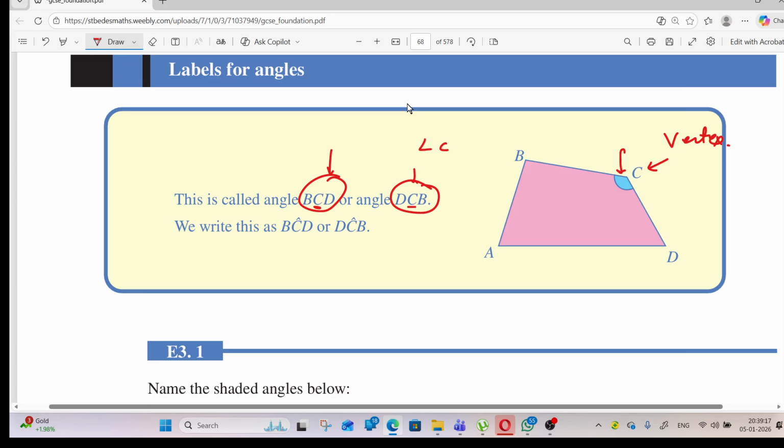So we can write it as B, C, and D. We can put this symbol at the top. This is the symbol of angle, and it means that the angle is formed at C, and C is the vertex. Or we can say DCB. In both these cases, you can see C is in the middle. Or this is also the symbol of angle. We can say angle BCD. The other way is angle DCB, or we can say angle C. Okay, can you name this angle?